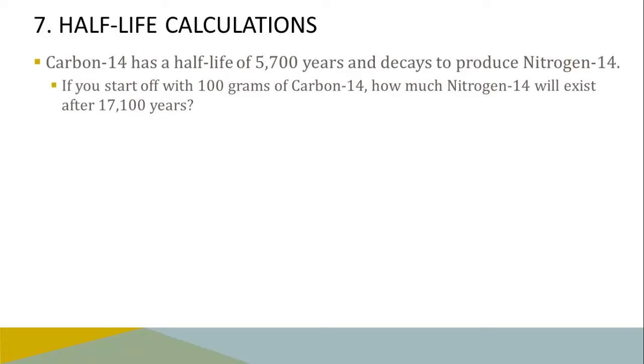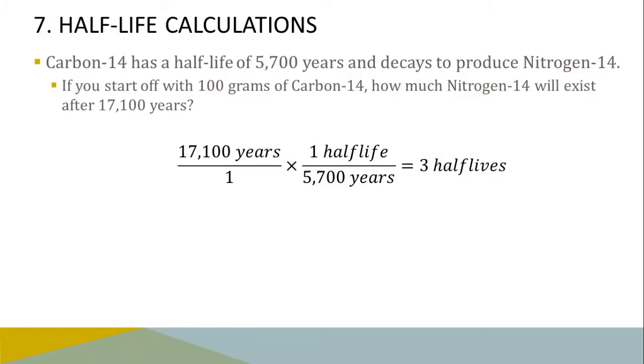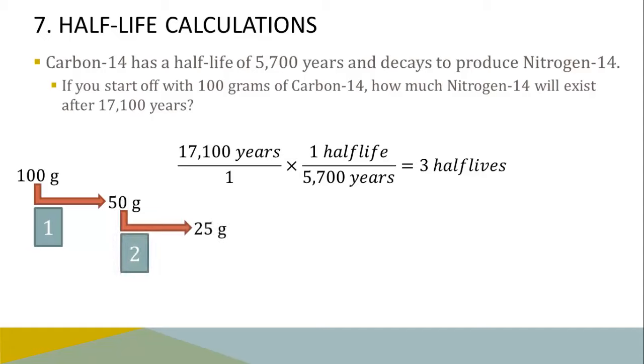So first thing I need to do is figure out how many half-lives have passed in that 17,100 years. So 1 half-life is 5,700 years, which means that in this amount of time, 3 half-lives have passed. So I started with 100 grams of carbon-14. After one half-life, I've got 50 grams of carbon-14. The other 50 grams have decayed into nitrogen-14.